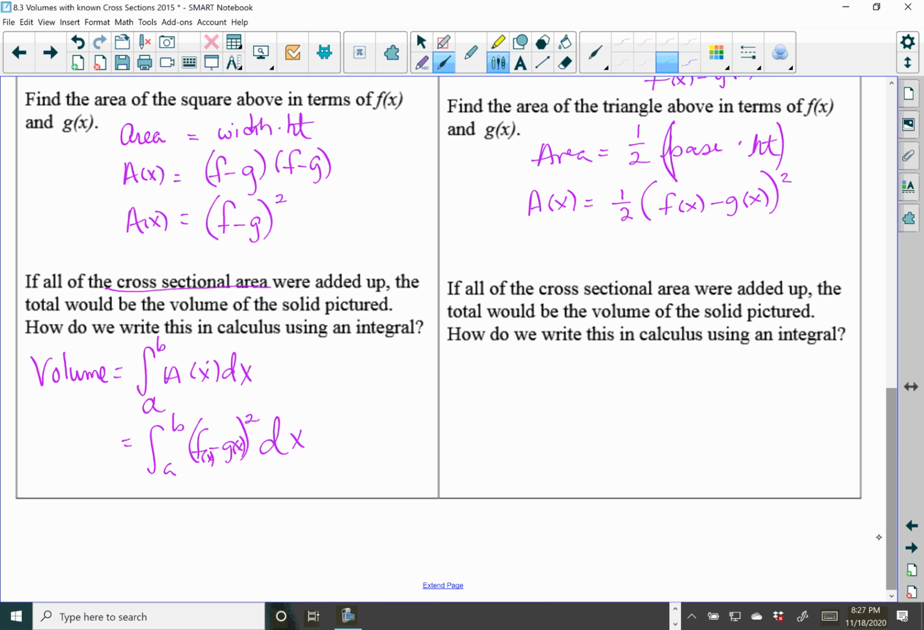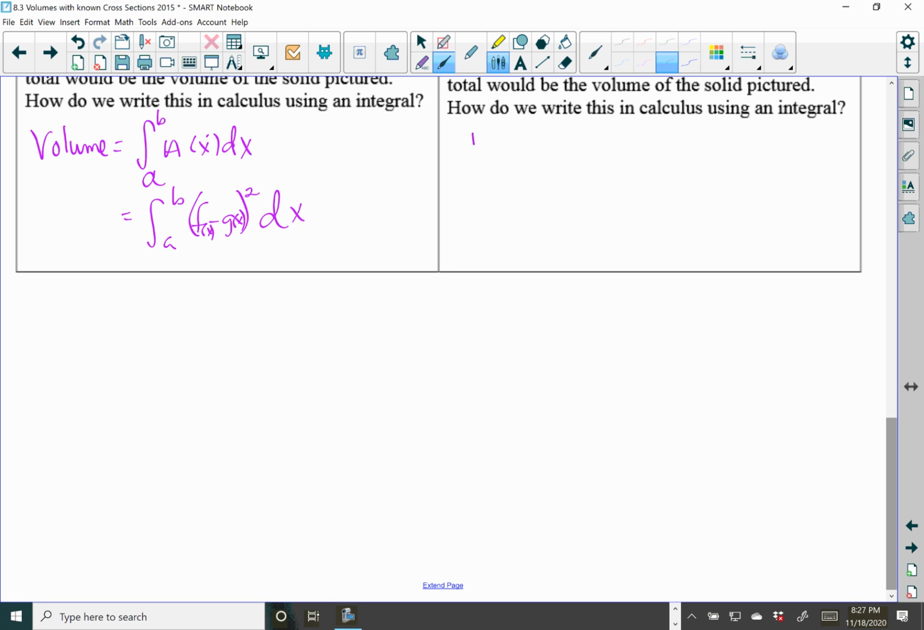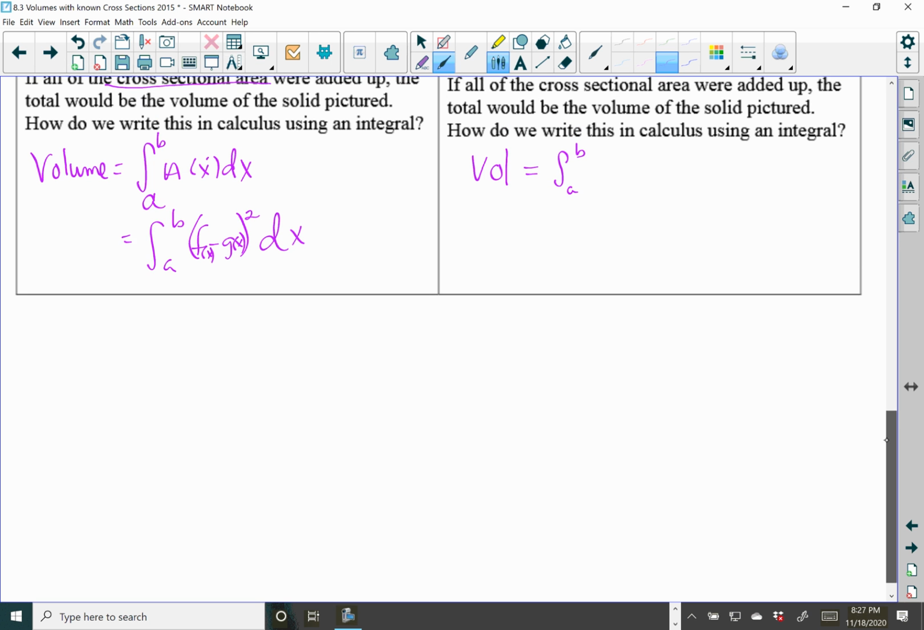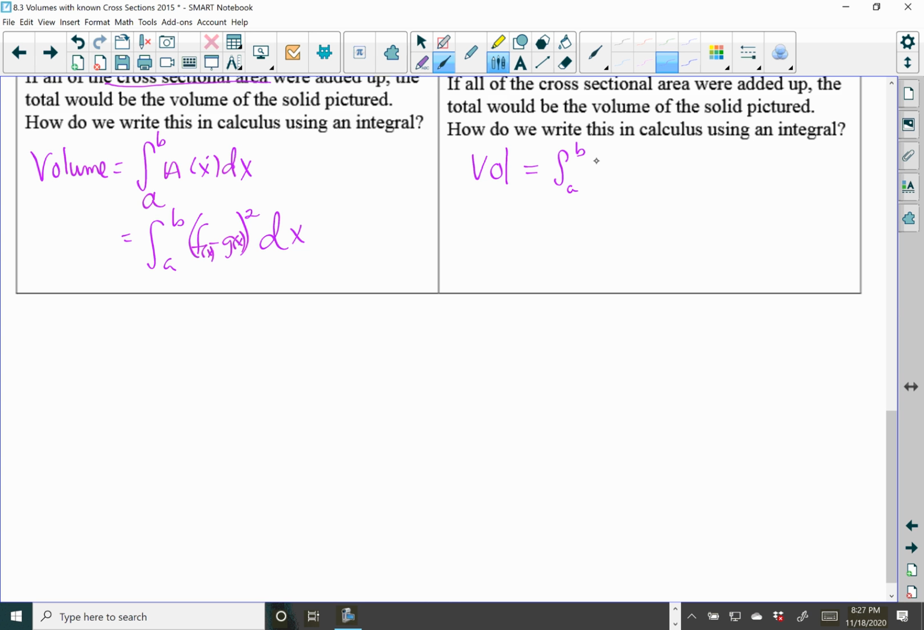Oh, don't know why it snaps back on me. So I get volume equals the integral from a to b again, those intersection points beginning and ending. We have a 1/2 times f of x minus g of x, quantity squared, dx. And I could pull that 1/2 out front, integral from a to b of f of x minus g of x, squared, dx. And there is our volume.